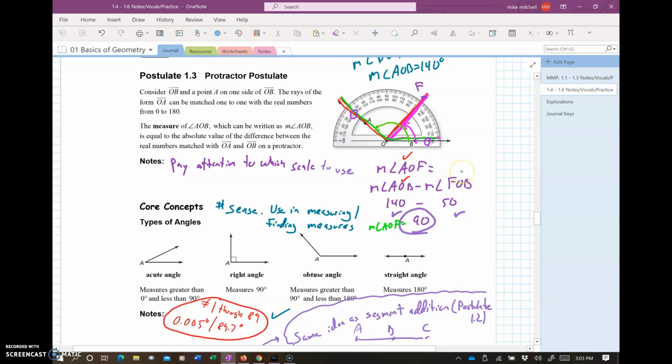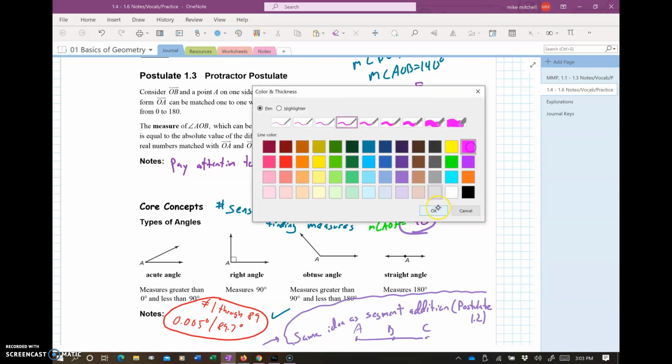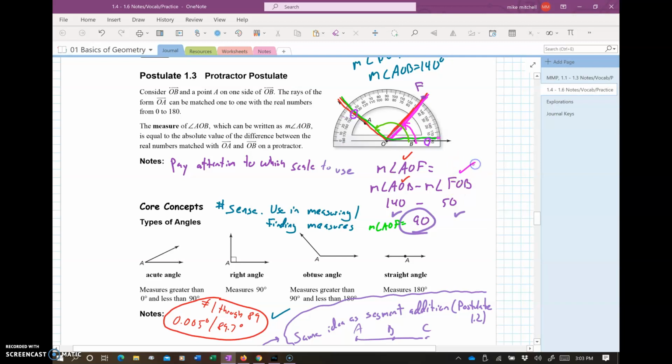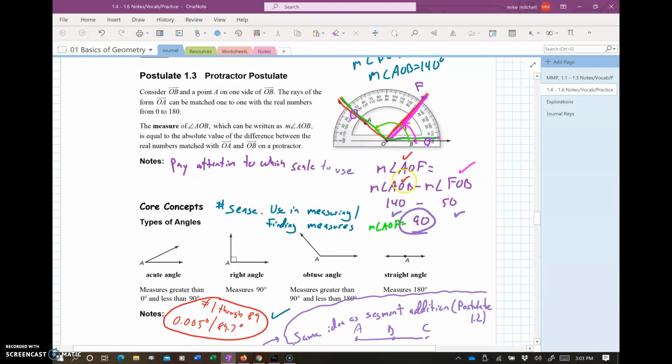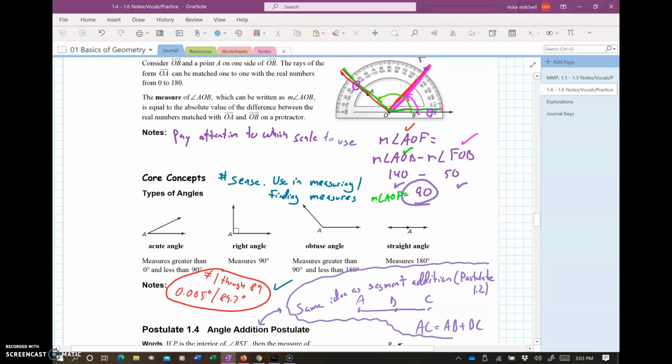So I should have marked that off. AOB, that was the red one. FOB, that was my pink one. And AOF, this is my green one actually. This is my green one right there. Okay, that's reading that. You can look up reading a protractor on that.